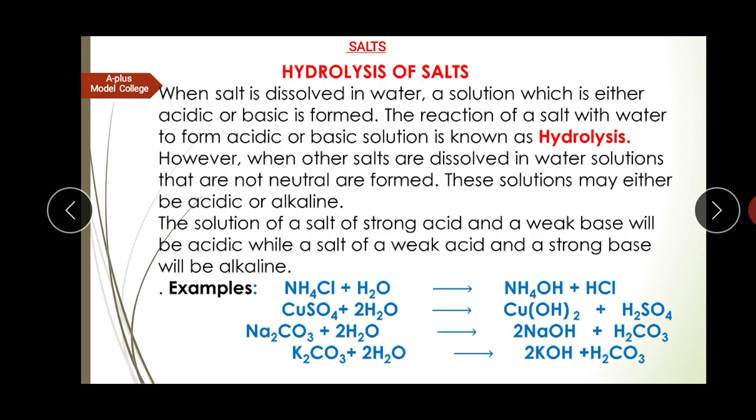That's exactly what I described there. The solution of a salt of a strong acid and a weak base will be acidic. Salts are formed when acid reacts with base. So when a strong acid reacts with a weak base, the kind of salt that will be formed is an acidic salt. And when a weak acid reacts with a strong base, what you get as a salt is an alkaline salt.